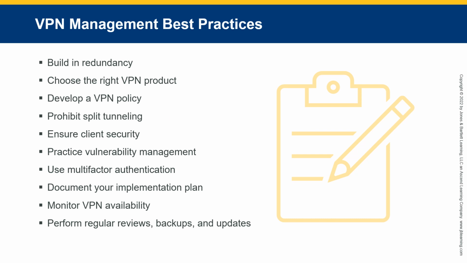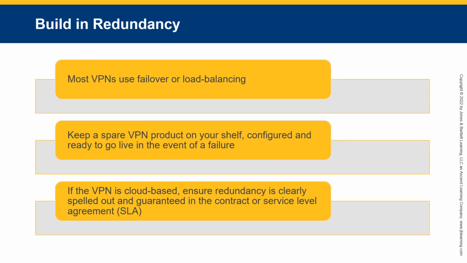We're going to talk about how to monitor your VPN availability. In case your VPN goes down, this could be a problem with the continuity of business, and it could lead to a loss of productivity, which could have monetary ramifications. And then the other thing is you need to also make sure you perform regular reviews of your capacity and usage. You need to perform your backups and make sure you're doing proper updates.